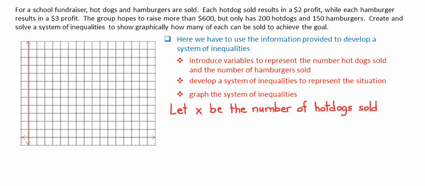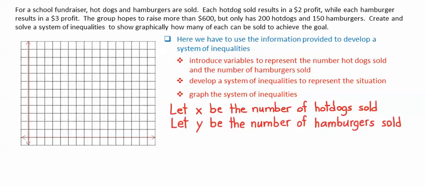Here I'll let x represent the number of hot dogs sold and y represent the number of hamburgers sold. Since each hot dog results in a $2 profit and each hamburger results in a $3 profit, we can come up with the inequality 2x + 3y > 600, noting that the group wants to raise more than $600.